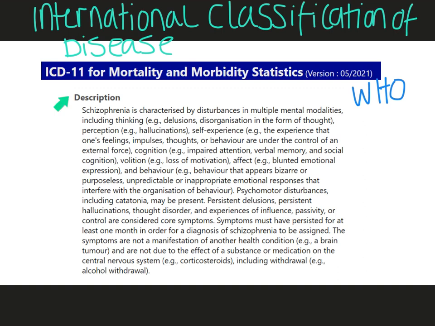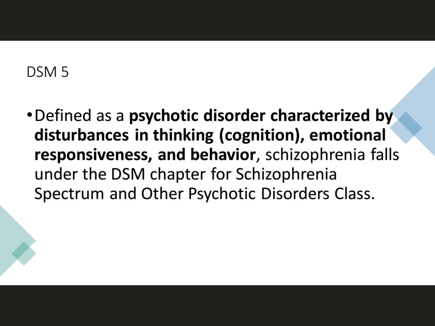So here we've got the description for schizophrenia. So it states that schizophrenia is characterised by disturbances in multiple modalities. So this is including thinking, perception, self-experience, cognition, volition, affect, and behaviour.